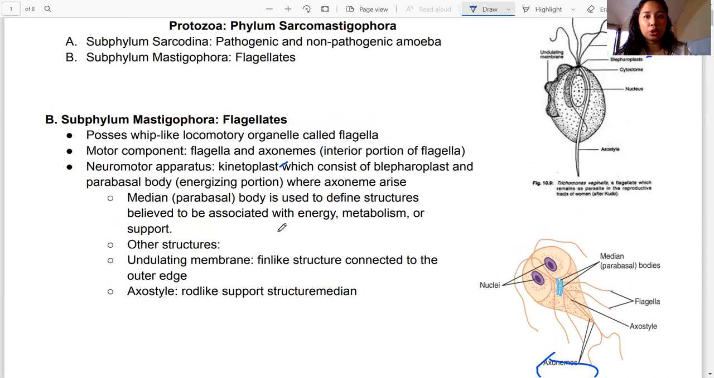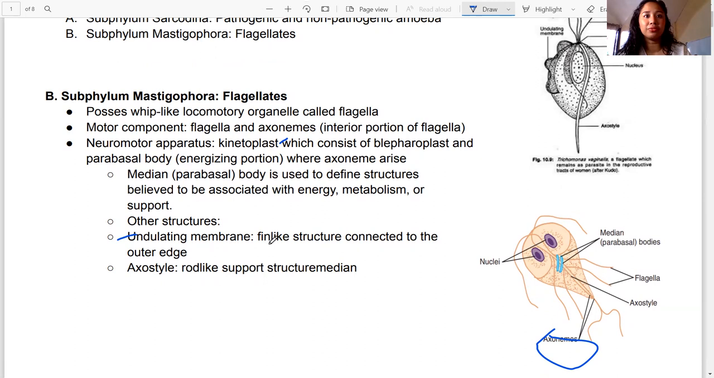We also have the undulating membrane. The undulating membrane is like a fin, connected to the outer edge of the cell. What we look at is the size or entirety of the undulating membrane. For Trichomonas vaginalis, it's half of its body, all throughout the costa. It's a fin-like structure, so not only do they have flagella, they also have a fin. Class, this fin is not for moving; the flagella are for moving.